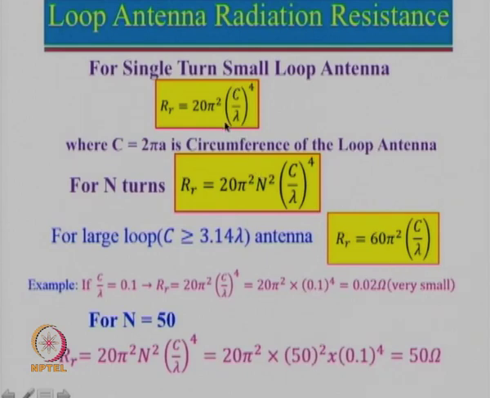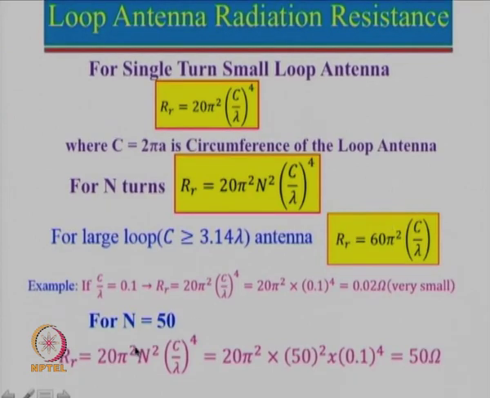If C by lambda is 1, this expression will give me roughly 200, because pi square is approximately 10, and this one here for C by lambda equal to 1 will give roughly 600. So we know that for C by lambda equal to 1, neither of these two formulas is correct. It will be between, say, 200 to 600 ohm.